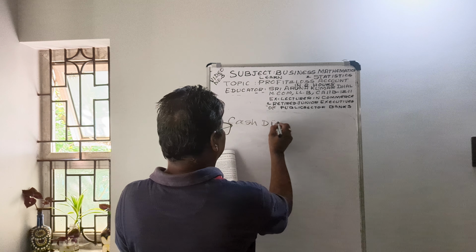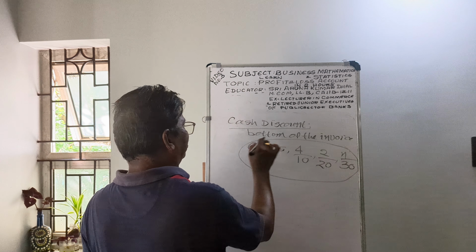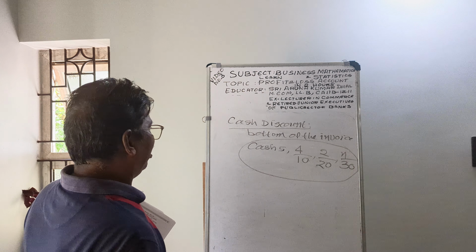Suppose your negotiated credit is for a period of 30 days, and you are allowing cash discount to the customer. As a trader or supplier, you note at the bottom of the invoice like this, this is the term. Cash 5 means if the credit customer repays immediately, you will allow him 5% discount, that is cash discount.